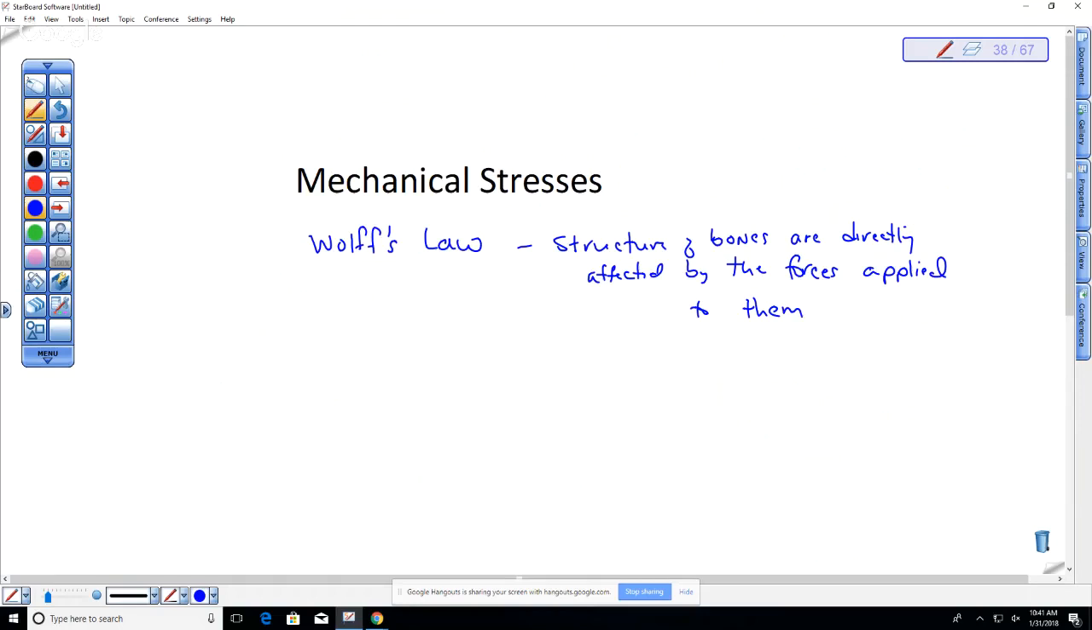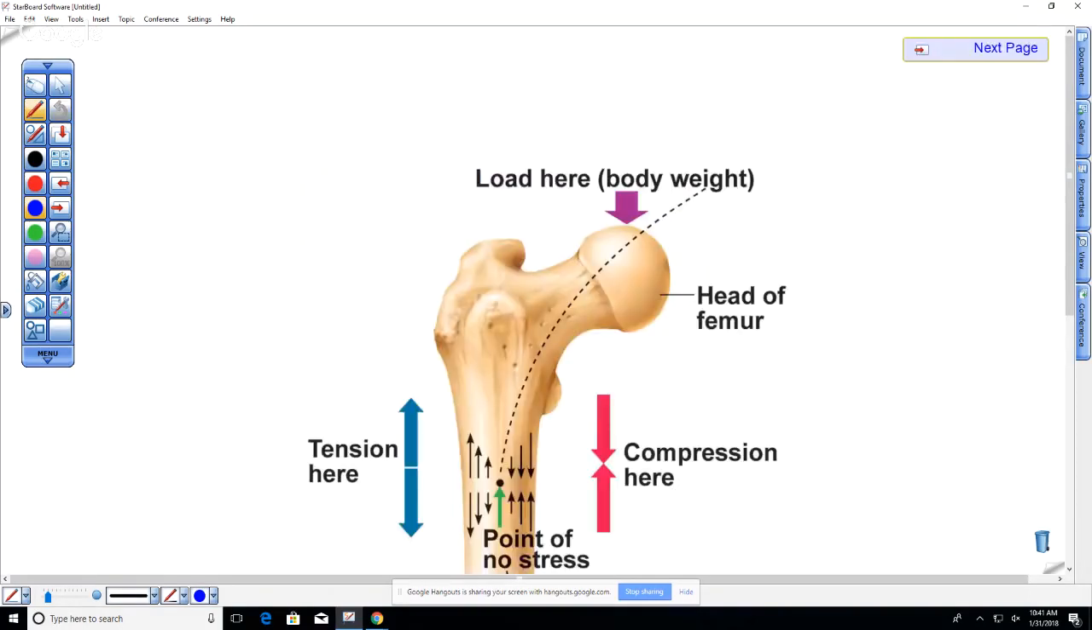So when we look at the structure of the bone, we notice that there are little protrusions on the bone. So there's like little rough spots, or there might be even little processes coming off of the bone. And those are directly due to the way that the muscles attach to the bone and the stresses that are applied to the bone. So the example that they give would be the femur.